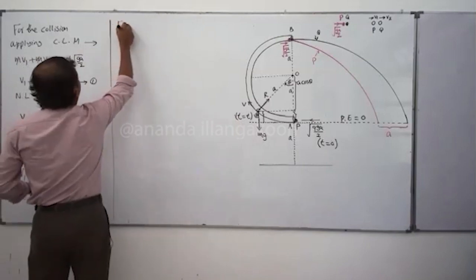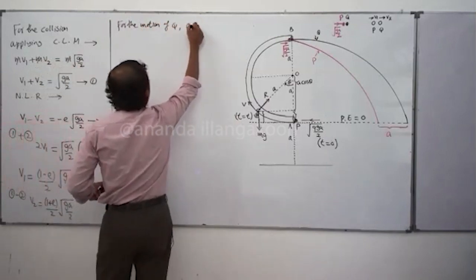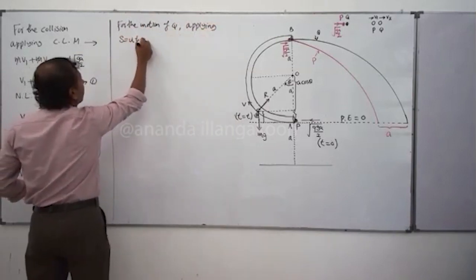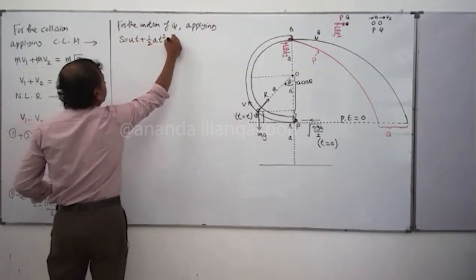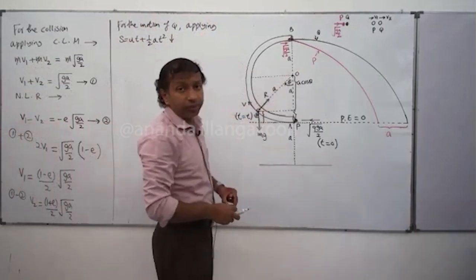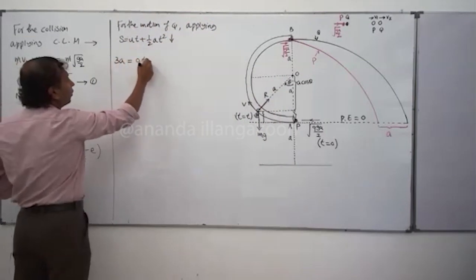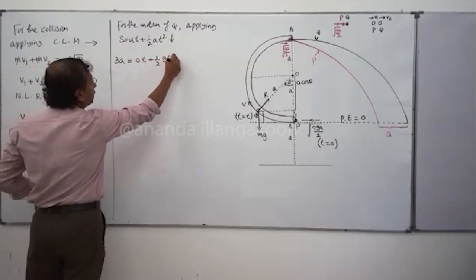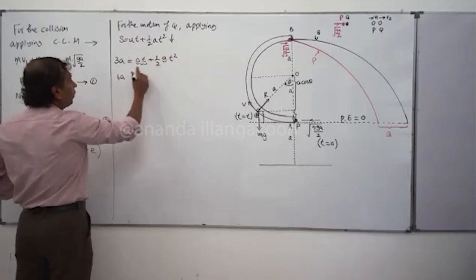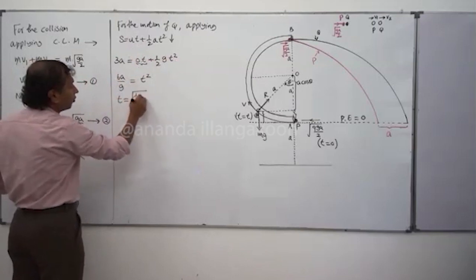We can now write, for the motion of Q, applying s equals ut plus half at squared, vertically downward, you must descend a height 3a. Initial velocity is 0, people. So 3a equals 0 times t plus half g t squared. Then this is 0. 6a divided by g is equal to t squared. t is therefore the square root of 6a upon g.